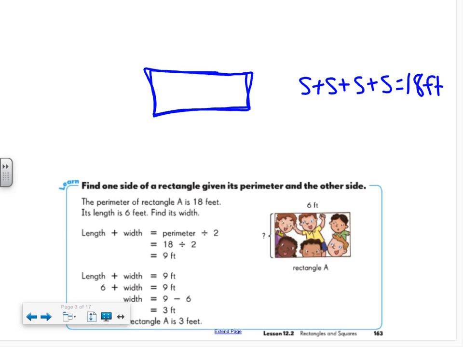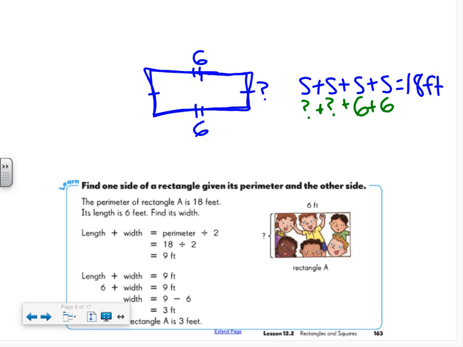Its length is 6 feet, so length is how long it is, so I'm going to put that there. And if that's there, I know that this is also there. And it says find the width. I want to know how wide it is, okay? Obviously, these two are the same. Well, I already have two sides. I know that this one and this one are 6. I still don't know that one, and I still don't know that one.